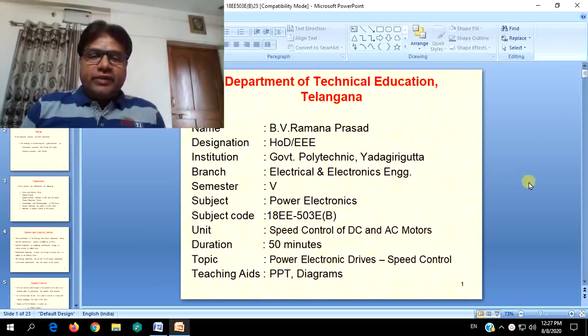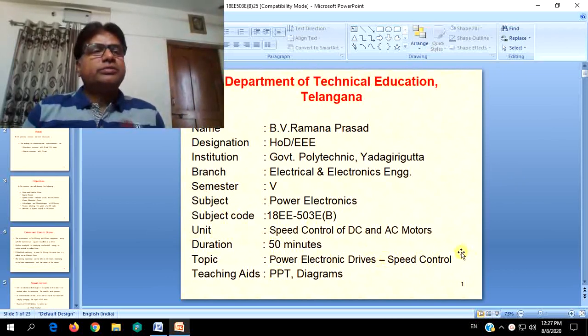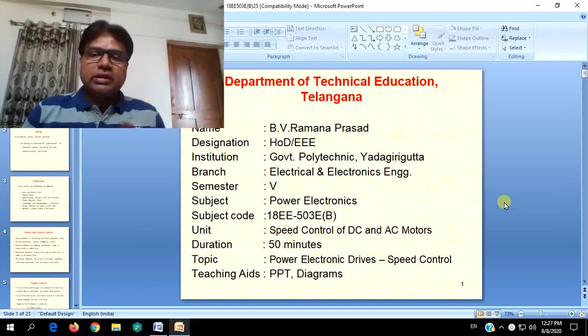This is the 25th session in this series, and in this session we are going to discuss the particular topic of power electronic drives and speed control of those drives.